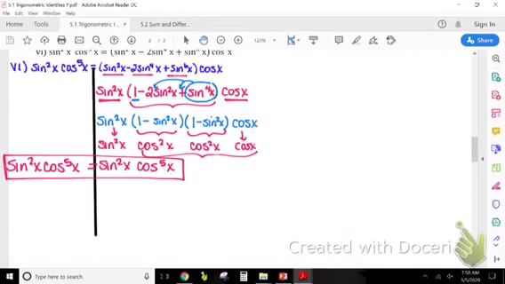So it is an identity. So it was an identity. We knew that. It said to verify it. So we knew it was true. We just had to prove it.